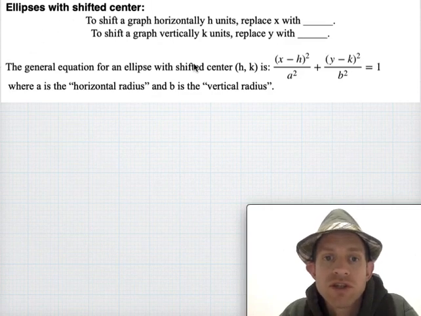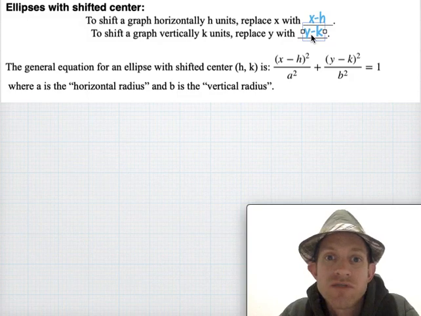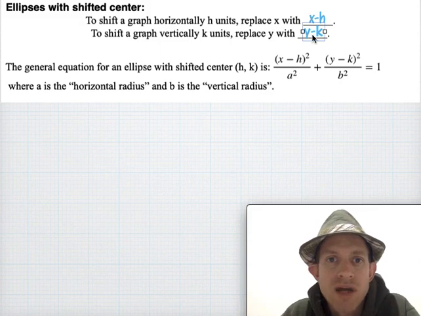If we want to shift a graph horizontally a couple of units, we take the x out and replace it with x minus something. If we want to shift the graph vertically a couple of units, we take the y out and replace it with y minus something. That would be a shift in the positive direction. So if we wanted to shift something up, we take y out and replace it with y minus something. And if we wanted to shift it down, we would replace it with y plus something, because that's y minus a negative number.